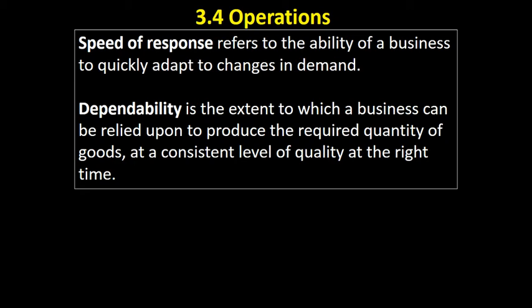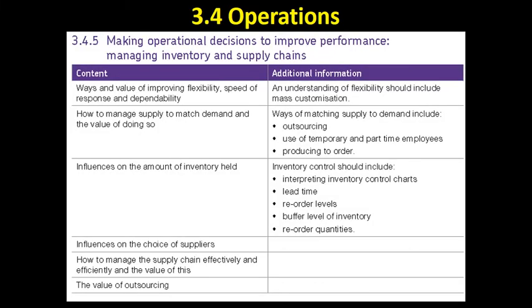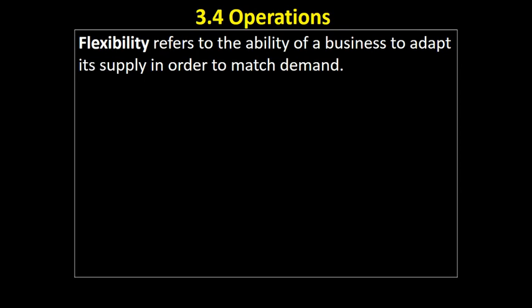Dependability is the extent to which a business can be relied upon to produce the required quantity of goods at a consistent level of quality, at the right time. So I know there's quite a lot of definitions and explanations in there, but these are all important: inventory, supply chains, flexibility, speed of response, and dependability. We'll have a look in the next video at these terms in the context of mass customization. So this was really just an introduction to this section.